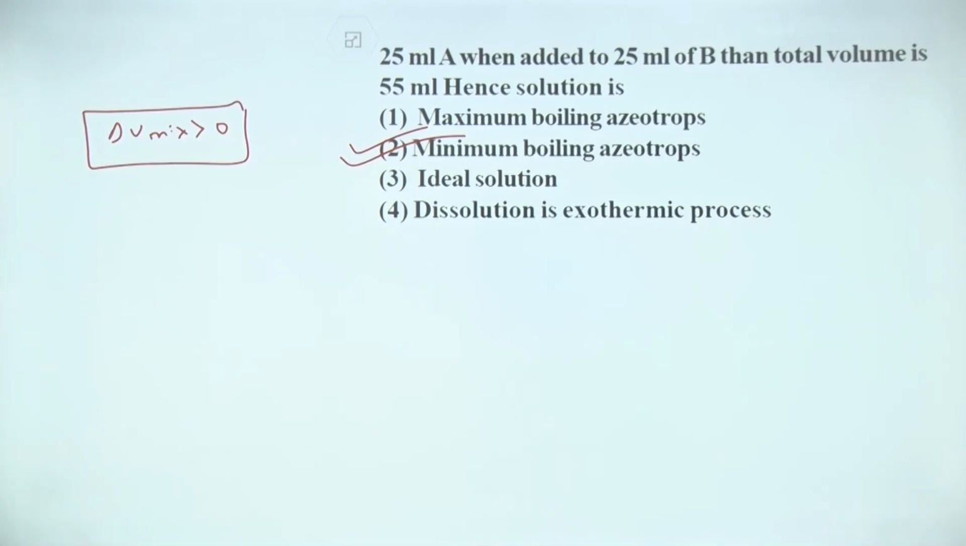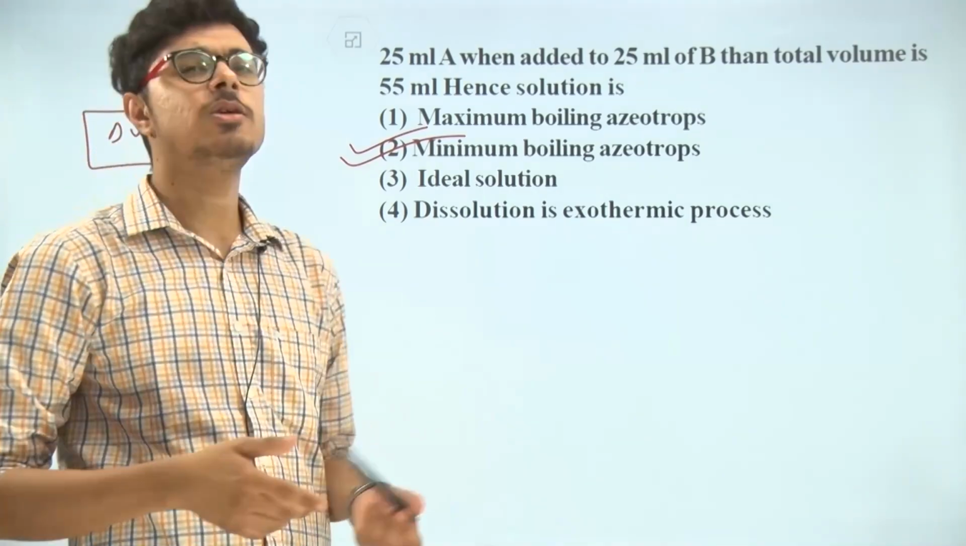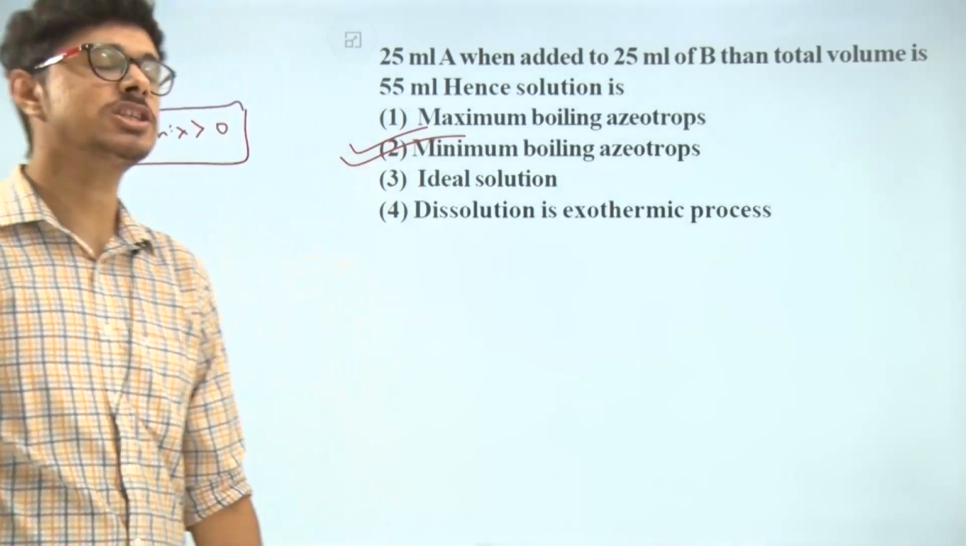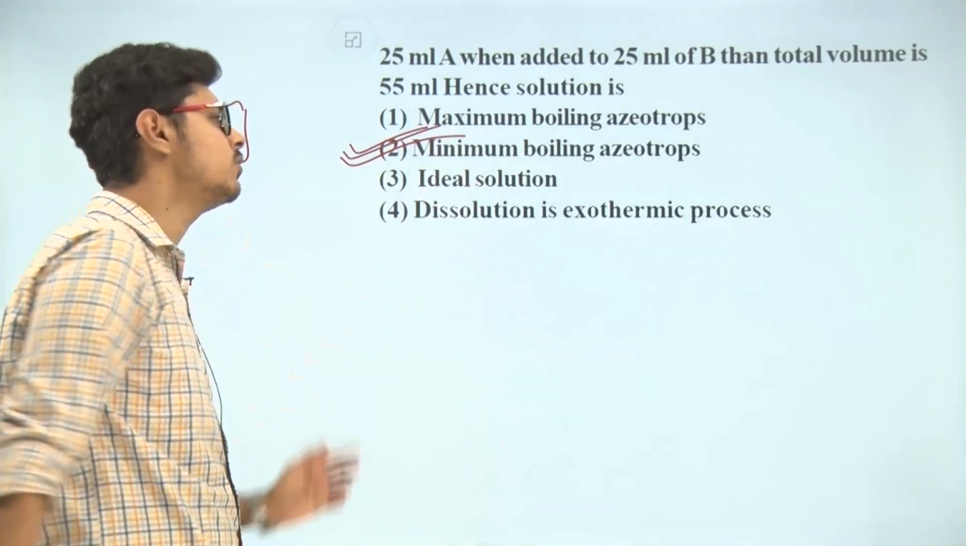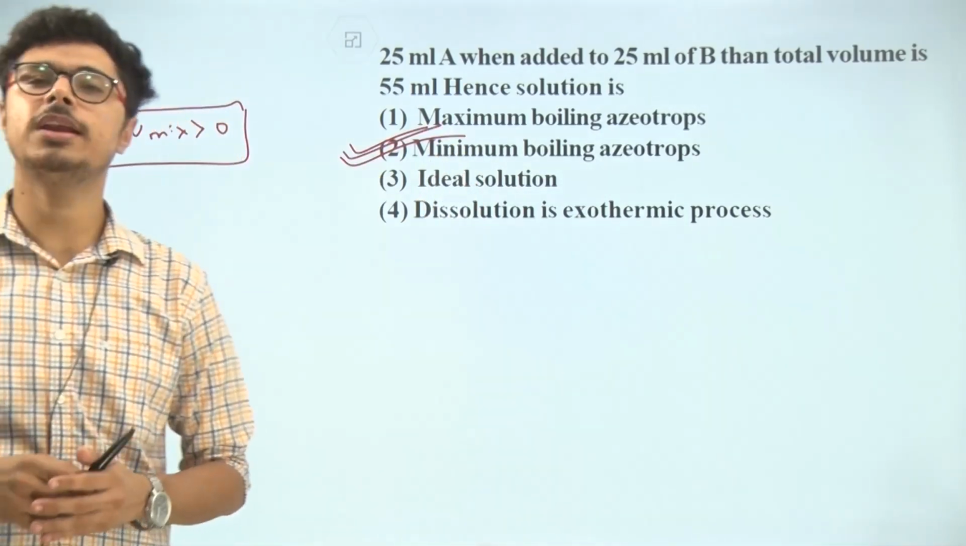Minimum boiling azeotropes are formed by solutions which show positive deviation from Raoult's law, and the boiling point of the azeotrope is less than any of the components. So here you will see it is positive deviation. So our correct option will be what? Our correct option will be option number 2, that is minimum boiling azeotrope.